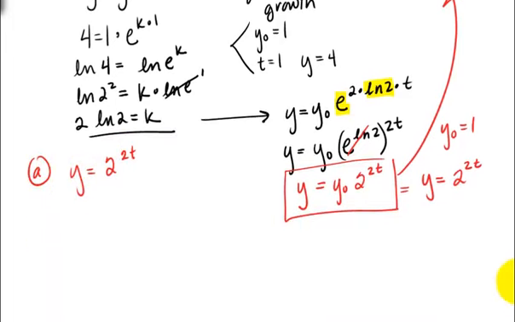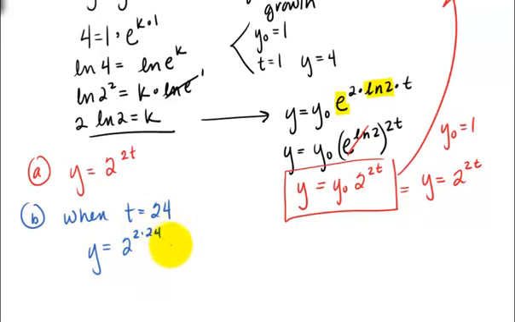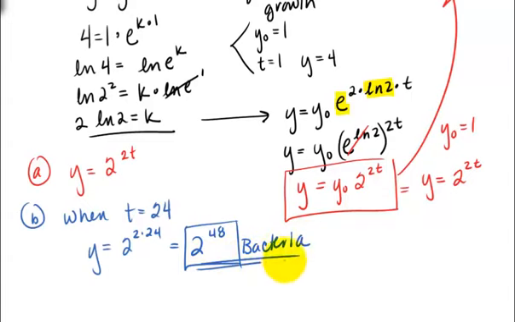And after 24 hours, or our part B, when our time, t equals 24, because t represented the number of hours, we get y equals 2 to the 2 times 24, or 2 to the 48. And we are going to leave the answer like that. That is a lot of bacteria. If we try to write that out the long way, it's going to be a mess. So let's just leave it in exponential form.